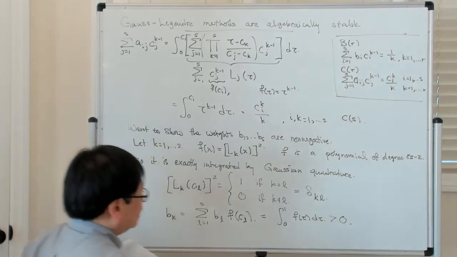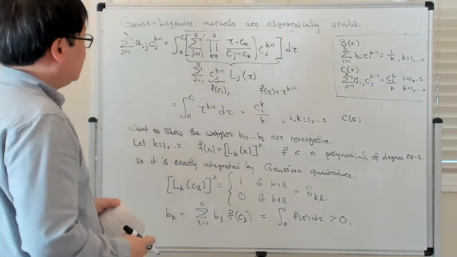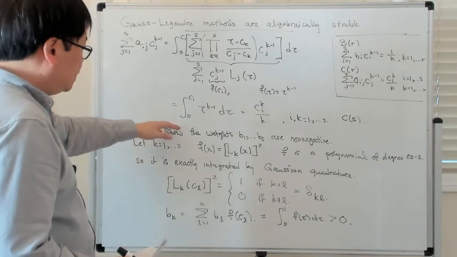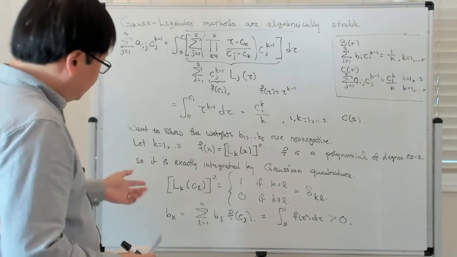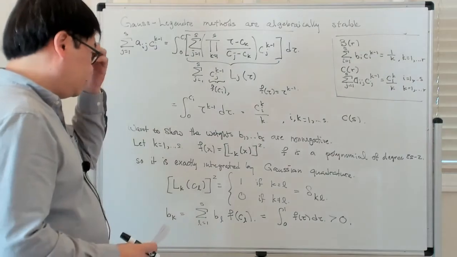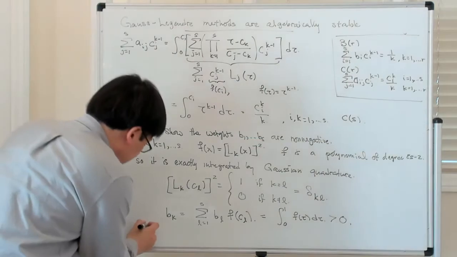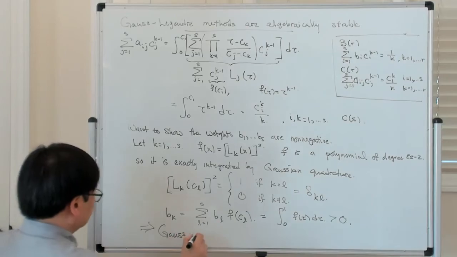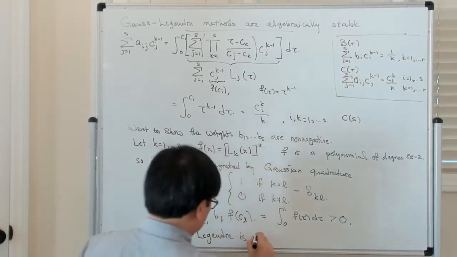Okay, and so now we are ready to conclude that the Gauss-Legendre method is algebraically stable because this magic M matrix is 0, as a consequence of the lemma we showed before, and furthermore we showed that the underlying quadrature weights b_1 to b_s are non-negative through this argument here. So this means that Gauss-Legendre is algebraically stable.